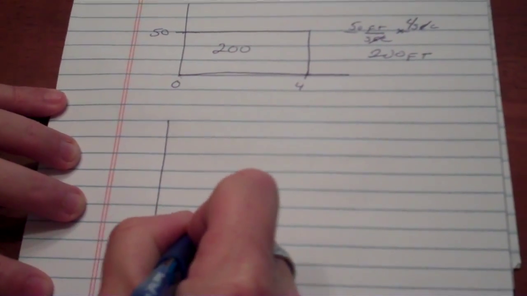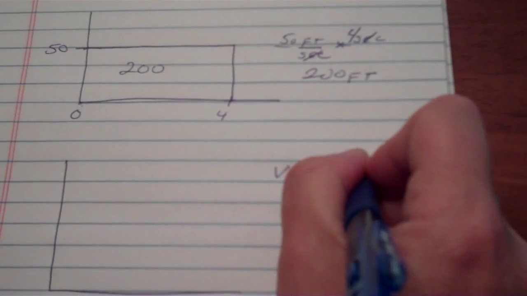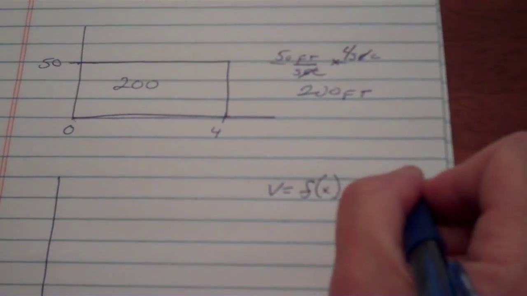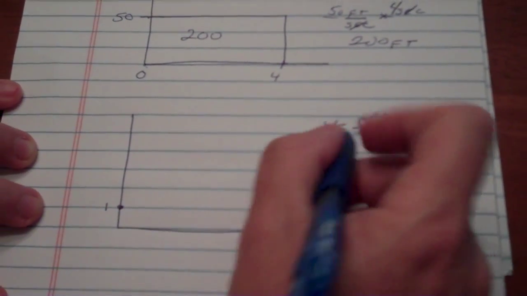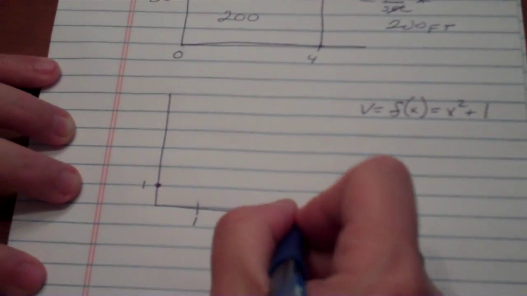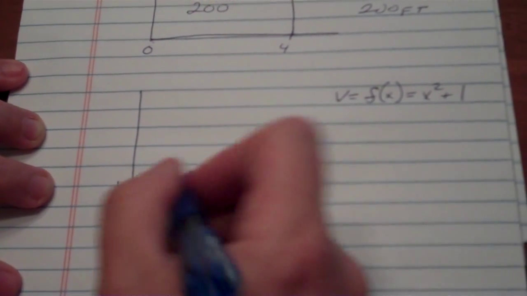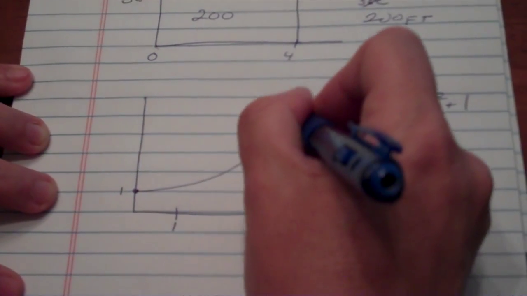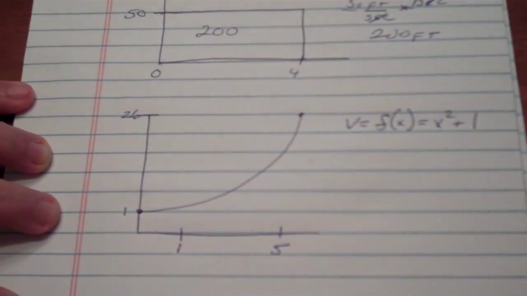Let's assume that the velocity that the car was traveling at could be found by plugging into this formula, f of x equals x squared plus 1. Graphically, my intercept would be right here at 1. And let's assume I want to know how far, by the way, the car traveled between the first and the 5th seconds. Graphically again, by the 5th second, the car would actually be going 26 feet per second.